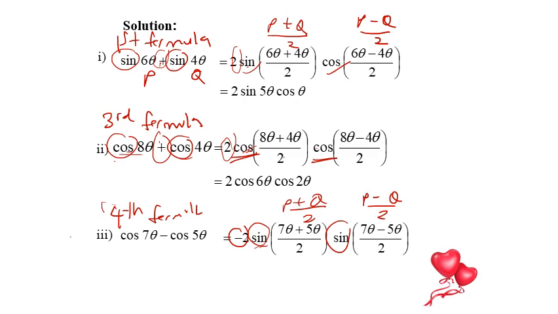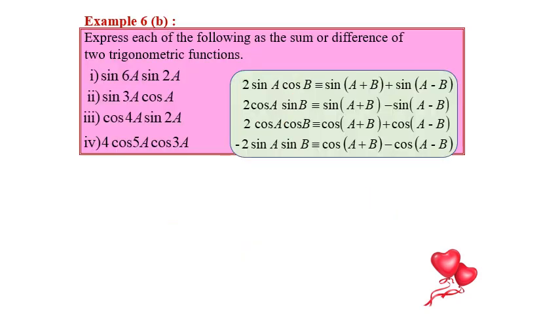So simplify 7 plus 5, 12, 12 over 2, 6, and 7 minus 5, 2, 2 over 2, 1. So the answer is negative 2 sin 6 theta sin theta. Okay, so that's the solution.